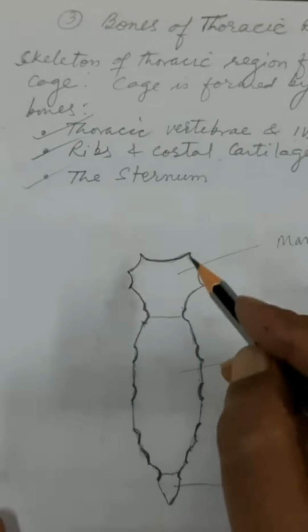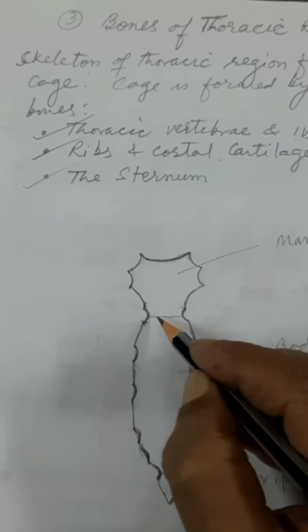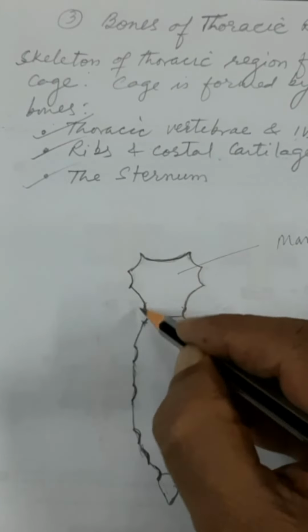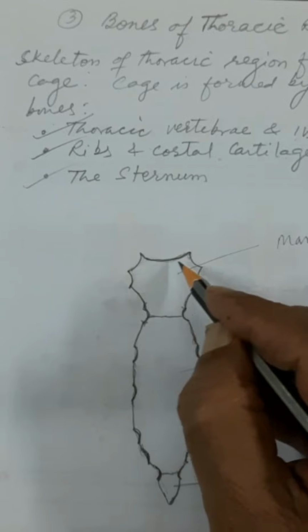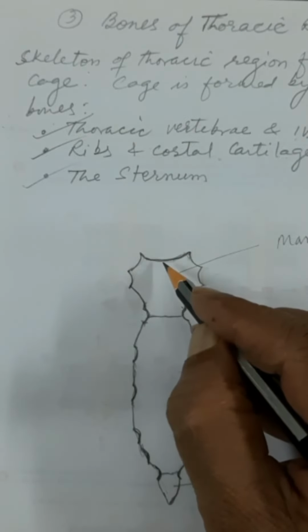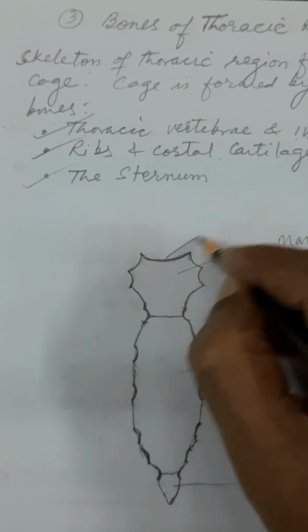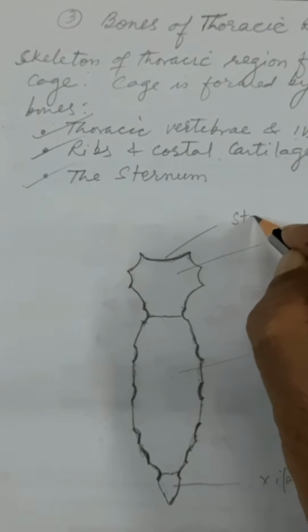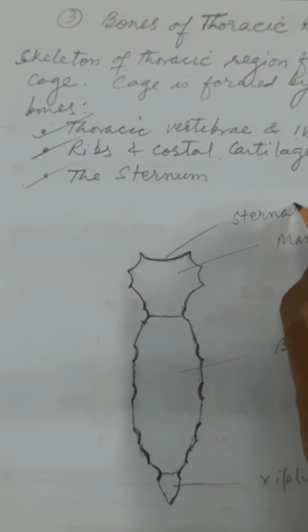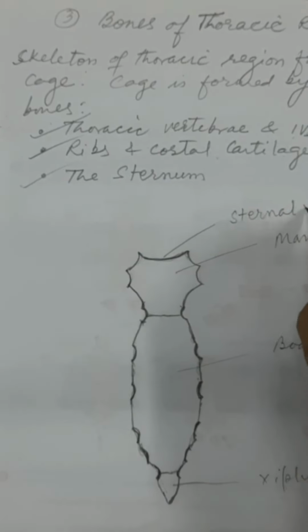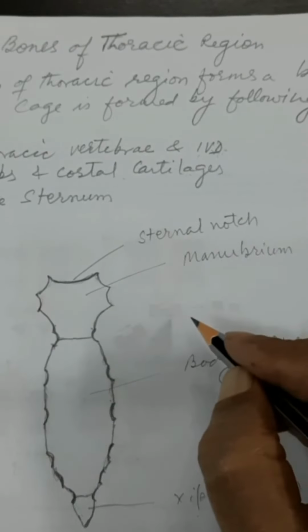Now let us come first to the description of this manubrium sterni, or just simply the manubrium. Now if you will see the manubrium here up to this portion, it is the manubrium, and if you will see the upper border of this manubrium, this is called as a sternal notch. There is a notch, which is concave upward, sternal notch. This is known as sternal notch, right?